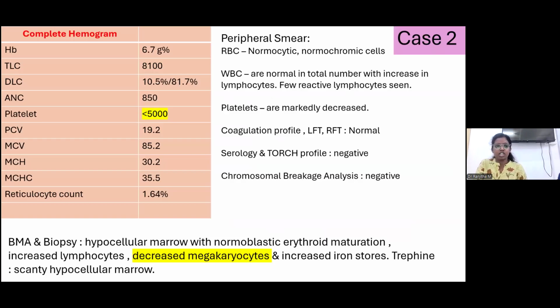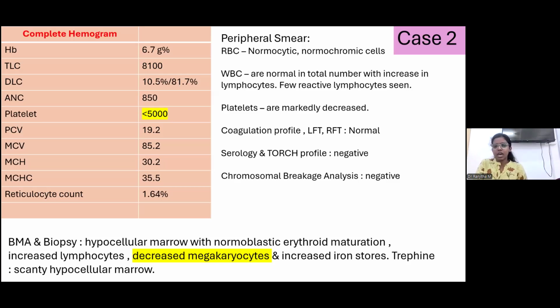another pediatric hemato-oncology unit, where hemoglobin was 6.7 with total counts of 8,100, differential counts being 10% neutrophils and 81% lymphocytes, and the absolute neutrophil count was 850, that was moderate neutropenia, and a platelet count of less than 5,000. On this, the peripheral smear was requested, which showed normal morphology of RBCs as well as WBCs. The WBCs were normal in total number, but the differentials were low, and platelets were markedly reduced in number.